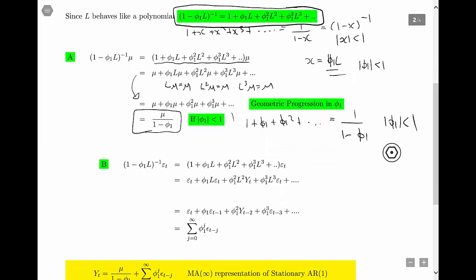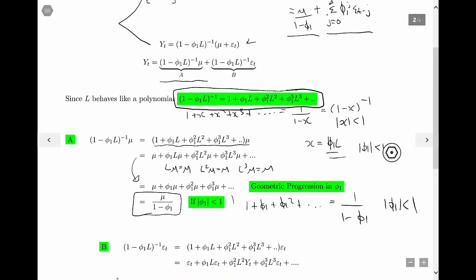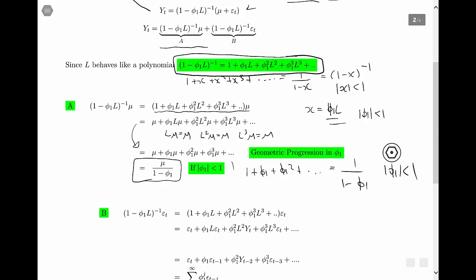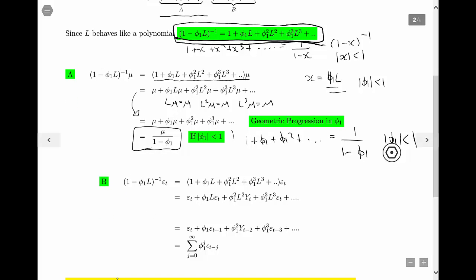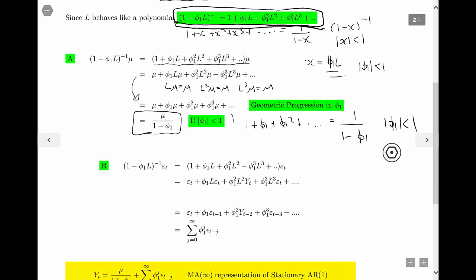We're now going to derive part B and show that we're going to get this term here, which we derived in lectures. Again, using this result here, multiplying out, treating L like it's a polynomial, going down from here to here, expanding through, and again, by definition, L epsilon t equals epsilon t last period. L squared epsilon t, again by definition, is epsilon t 2 periods back, and L cubed of epsilon t is equal to epsilon t 3 periods back. So then we can move from this line to here.